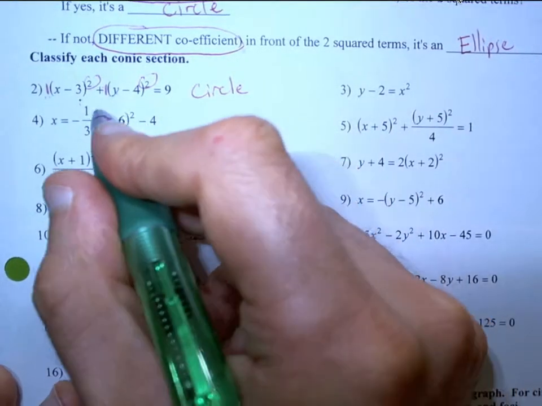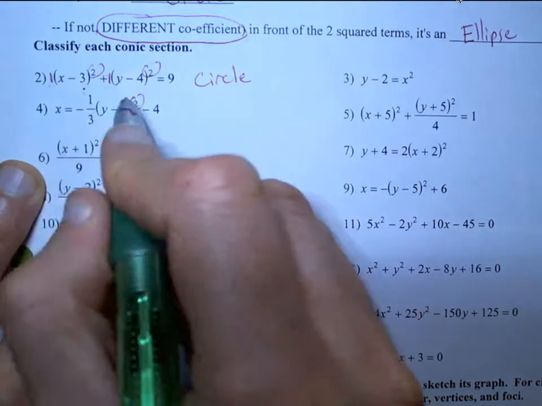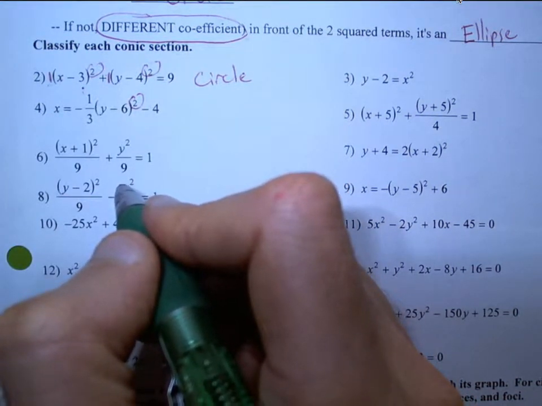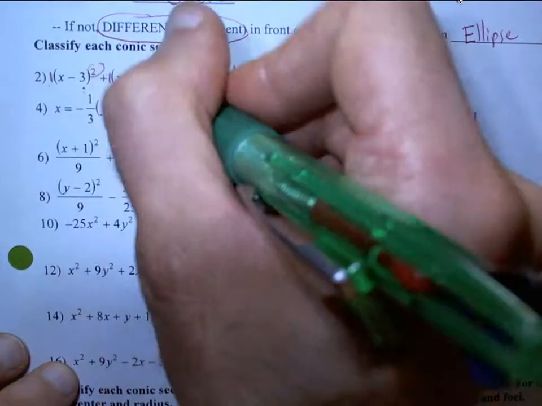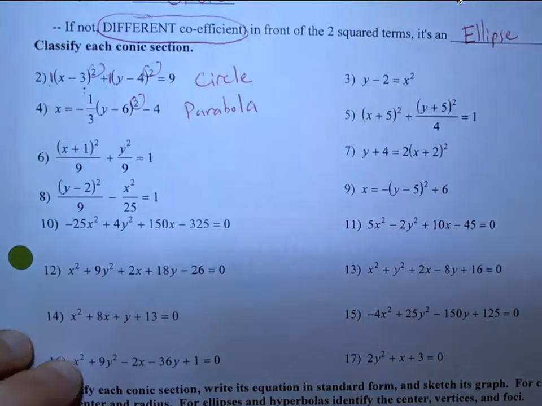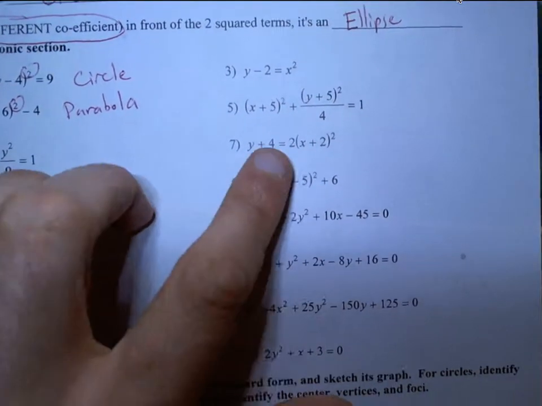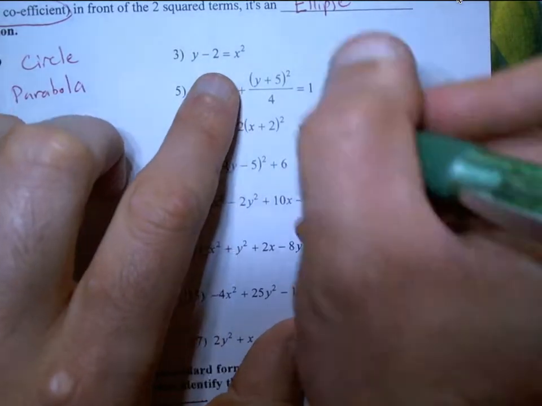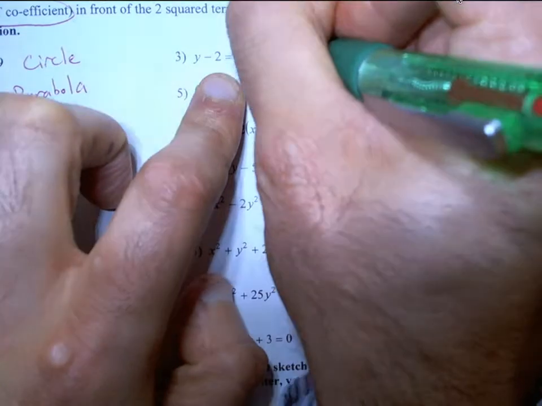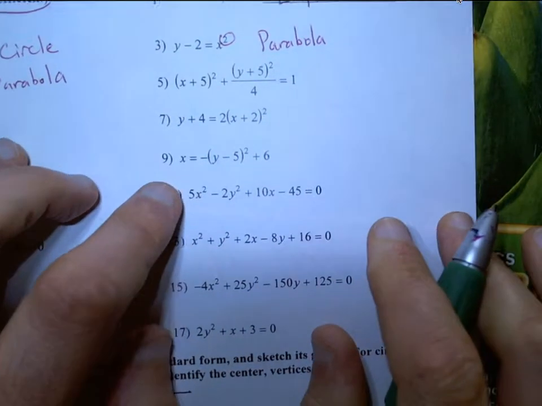Okay, number 4. Let's look at this first question again. It looks like I have only one squared term. Therefore, I know what conic section it is. It's a parabola. Shifting over to number 3. Again, I've got only one squared term. It's not a circle, it's not an ellipse, it's not a hyperbola, it is a parabola.